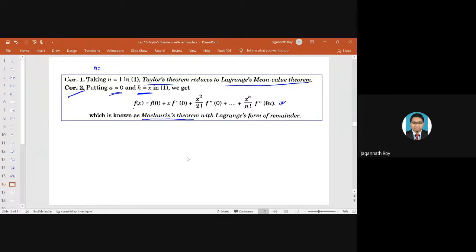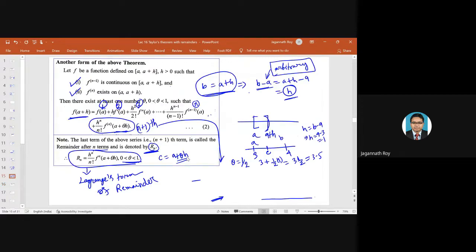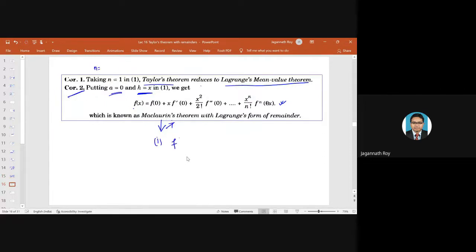This particular series is known as Maclaurin's theorem or Maclaurin series. Because Maclaurin has given this expression, in order to give respect, they have called it Maclaurin's theorem. Whenever we say Maclaurin's theorem or Maclaurin series, they are used interchangeably, and they indicate the same expression. Maclaurin's theorem will have the definition. The first assumption: the function is continuous on 0 to 0 plus h.